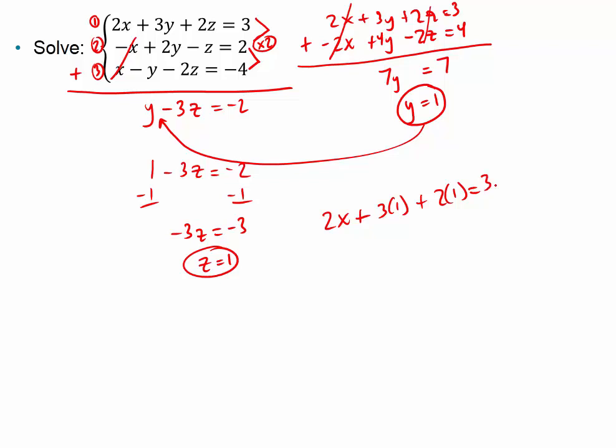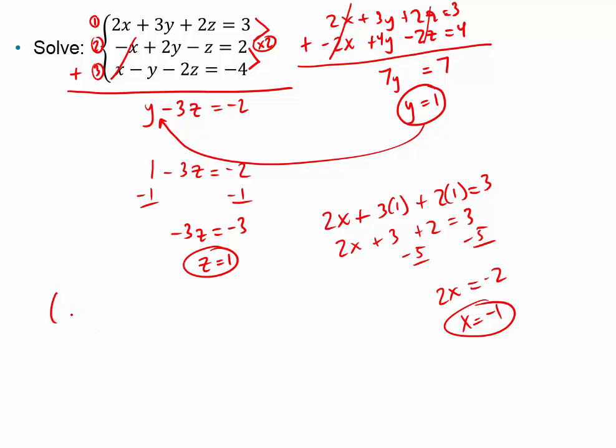All right, let's see. So 2x plus 3 plus 2 is equal to 3. So it looks like this is 5, so I'll subtract 5 from both sides. And I'll get 2x is equal to negative 2. And then x is equal to negative 1. Okay, so here's my proposed ordered triple now. I've got negative 1, 1, 1. Hey, easy numbers to check.